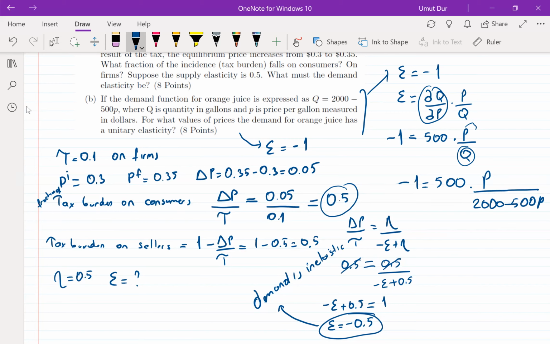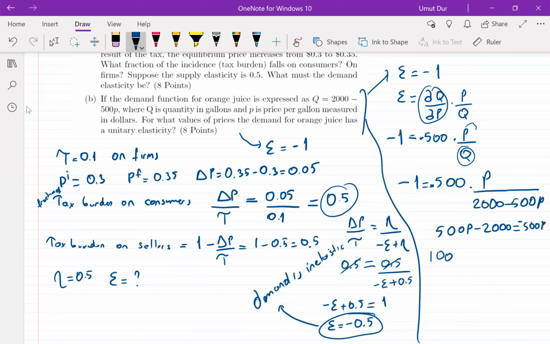So if I do the math here, I will take this term to the left-hand side. So 500 P minus 2000 is equal to 500 P. Then 1000, I made a mistake. The derivative needs to be minus 500. Yes, you are right, thank you very much. So the derivative is minus 500. There's a minus sign here. Thank you very much.